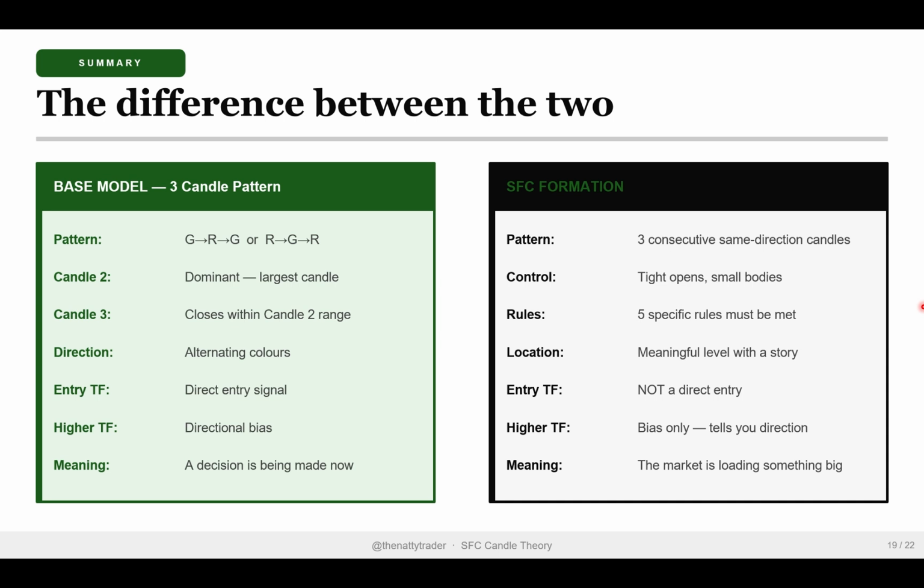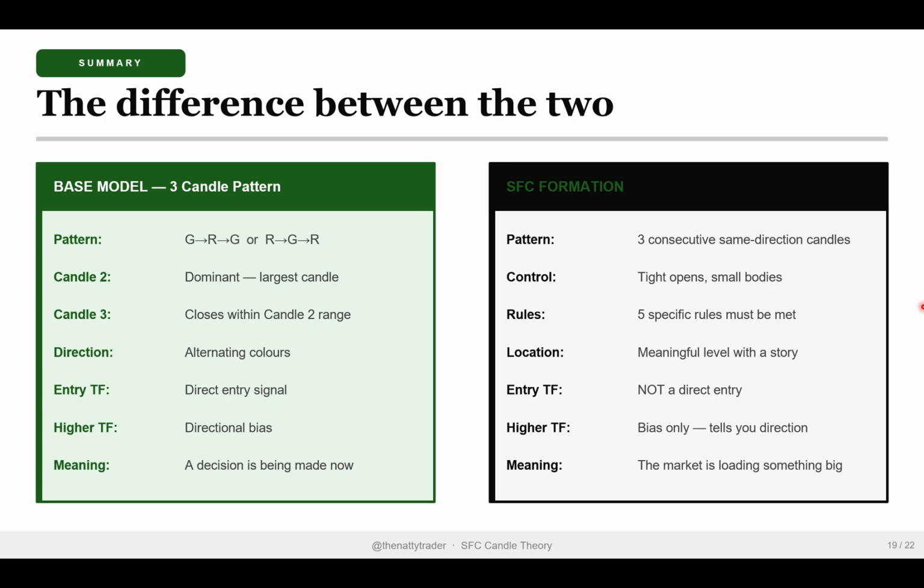Now talking about the SFC formation summary, the pattern is we at least need 3 consecutive candles in the same direction. The candles need to be of the same color, obviously. It cannot be like green, red, and green, or green, black, and green, which I have in this case. It cannot be like that, okay? It has to be either black, black, black, black, black, or green, green, green, green, green. And the control is we need tight opens, small bodies, and longer wicks.